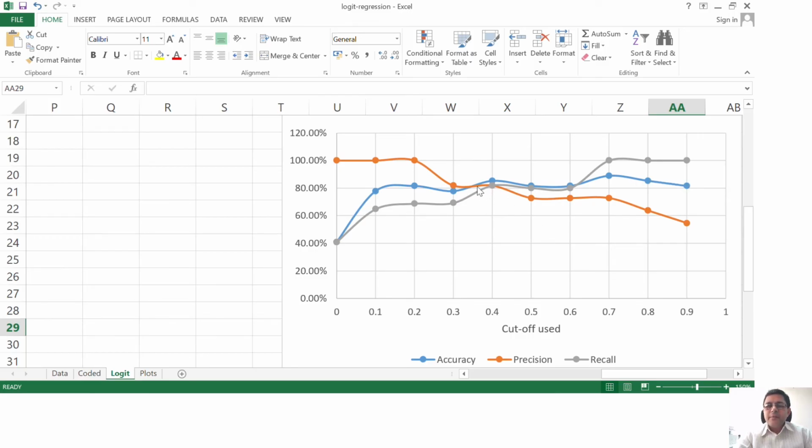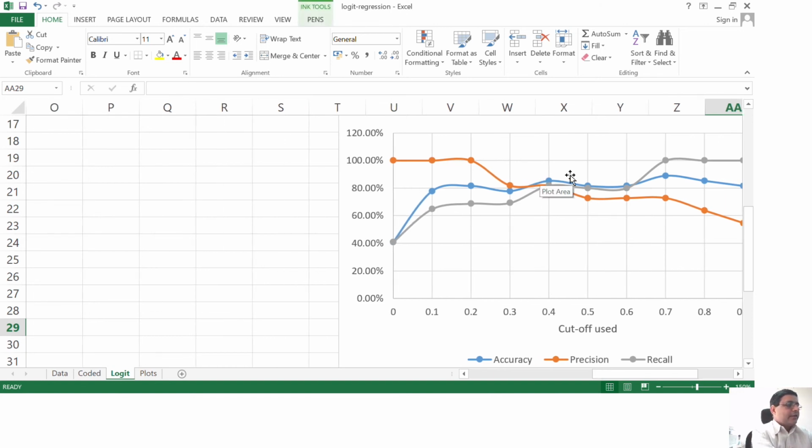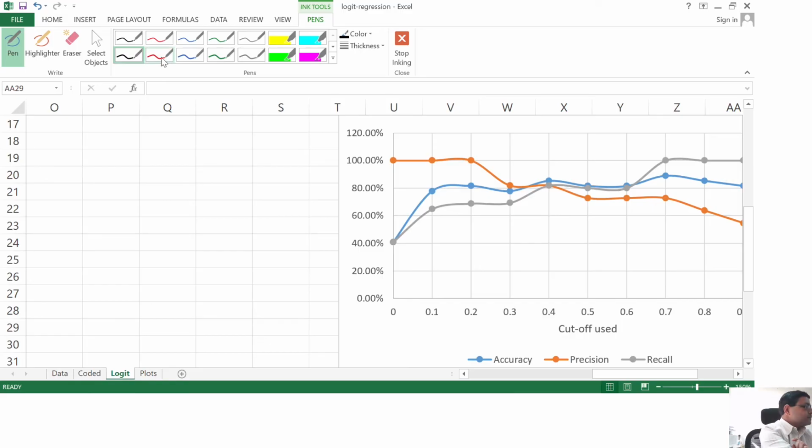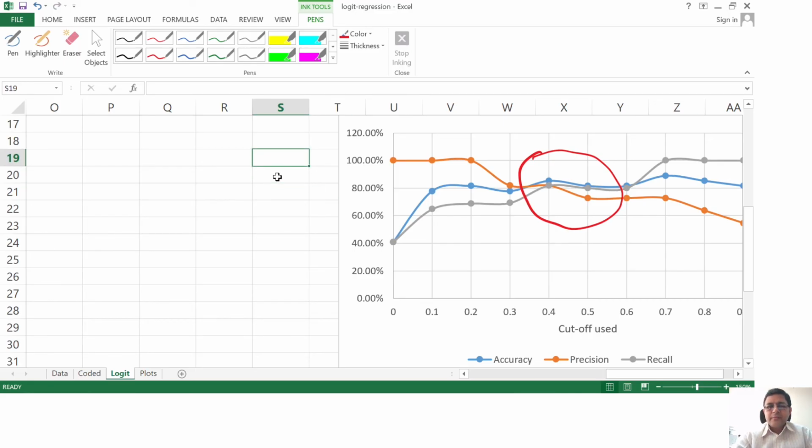So somewhere in this region is where I seem to be doing well. Somewhere in this region is where I seem to be doing all right. So somewhere in this region, probably 0.4, from there looks like 0.4. 0.4 seems to be a good threshold to be set. Okay, but that's the conclusion.